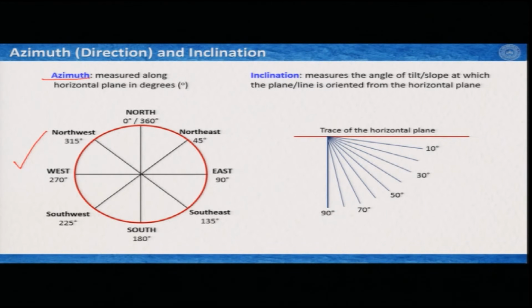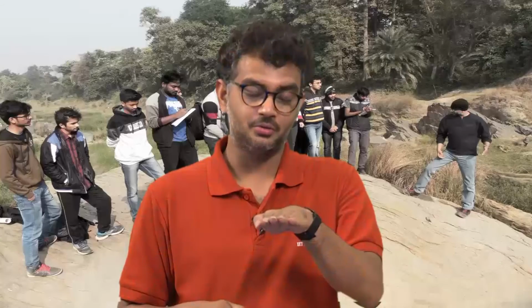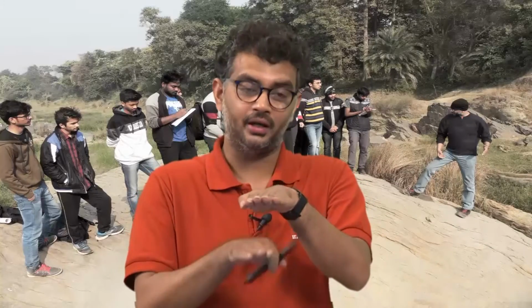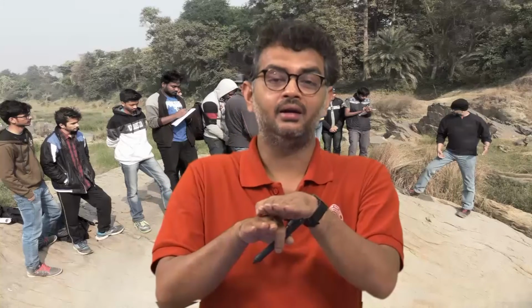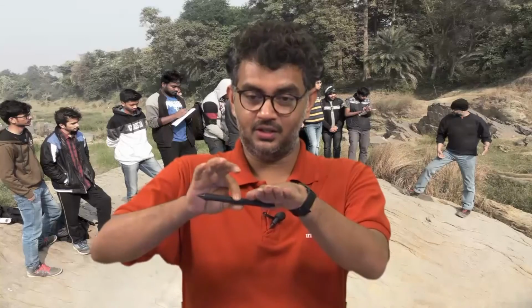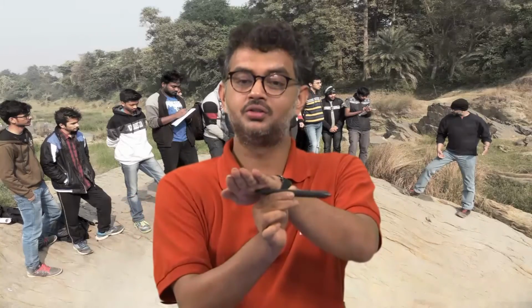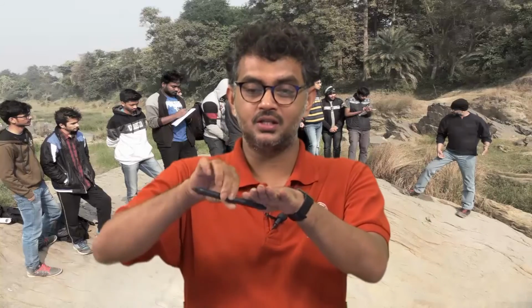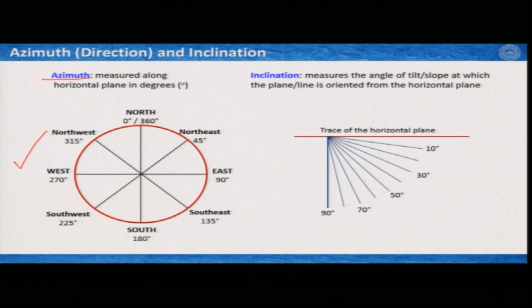Apart from the measurement on the horizontal plane, because we will be talking of the third dimension as well, there must be something that you are measuring away from this horizontal plane, and this is known as the measurement of inclinations. So, inclination measures the angle of tilt or slope at which the plane or line is oriented from the horizontal plane. Clearly, in the horizontal plane you measure 360 degrees, but when you measure in the vertical it is generally 0 degrees to 90 degrees and then 90 degrees to 0 degrees again. But because this is mostly symmetric, we cover from 0 degrees to 90 degrees. We will see how these work later.